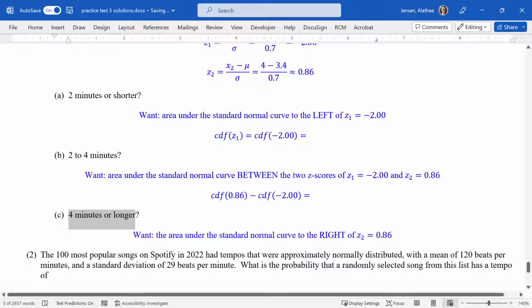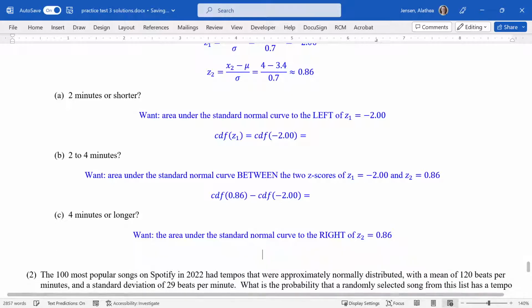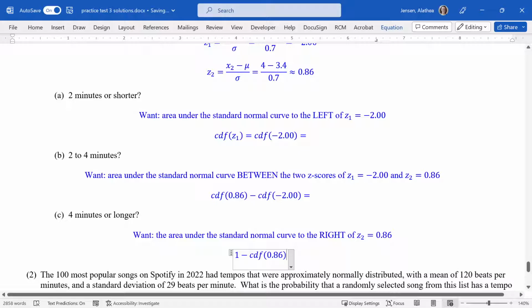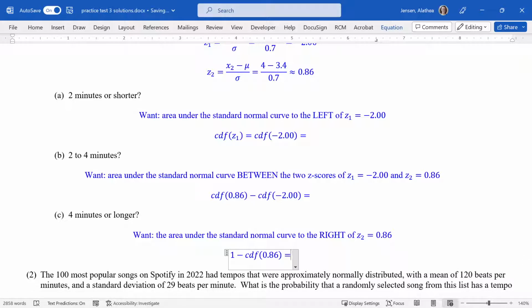So to get the area under the standard normal curve to the right of a z-score instead of to the left, what you do is you take 1 minus the CDF for that z-score. Because you're doing 1 minus the area to the left, and the area under the entire standard normal curve is 1, that leaves you with the area that you want, which is that area to the right. So I'm going to put up a picture here in a second to show you what it looks like. So give me a second.